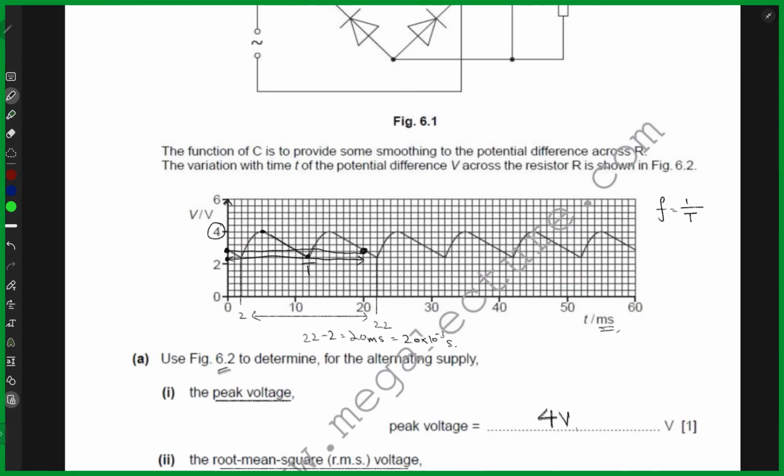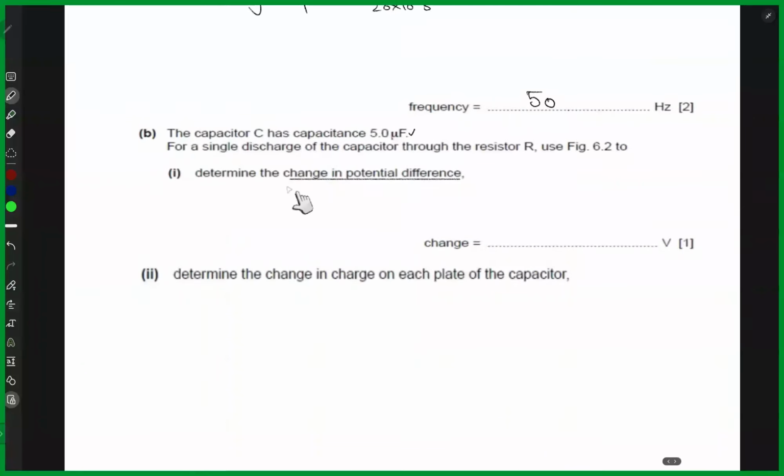So what is this point? The value at this point when it's discharged? 2.4. This is 2.4 volts, exactly. So we have both the potentials. Before discharge, it's 4, and after discharge, it's 2.4. So the change in potential difference, change in V, is before discharge, 4.0 volts, minus after discharge, 2.4 volts, which is 1.6 volts. Okay, was that clear for everyone? Yes, sir.